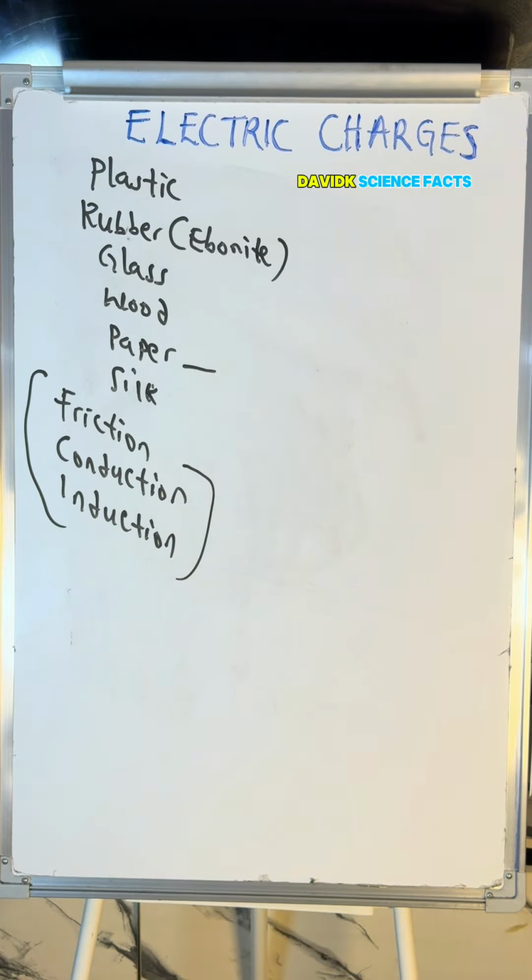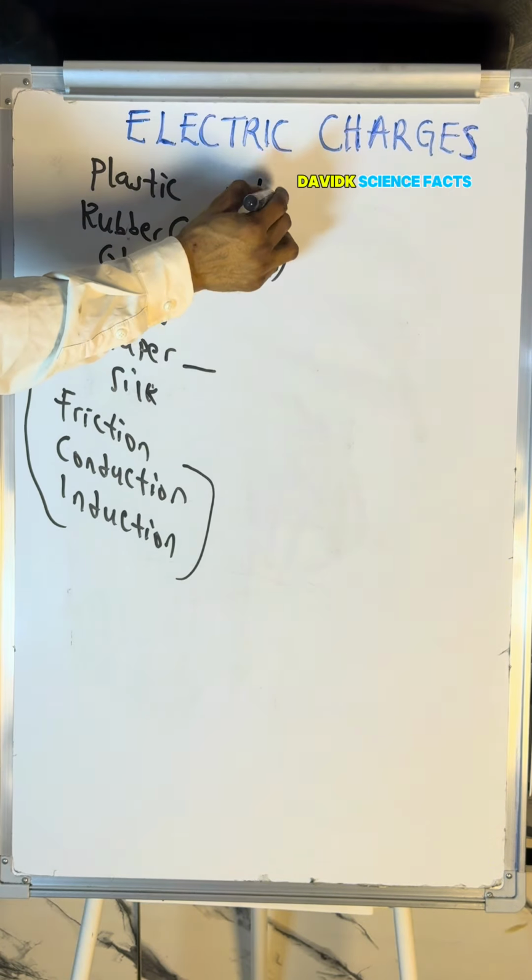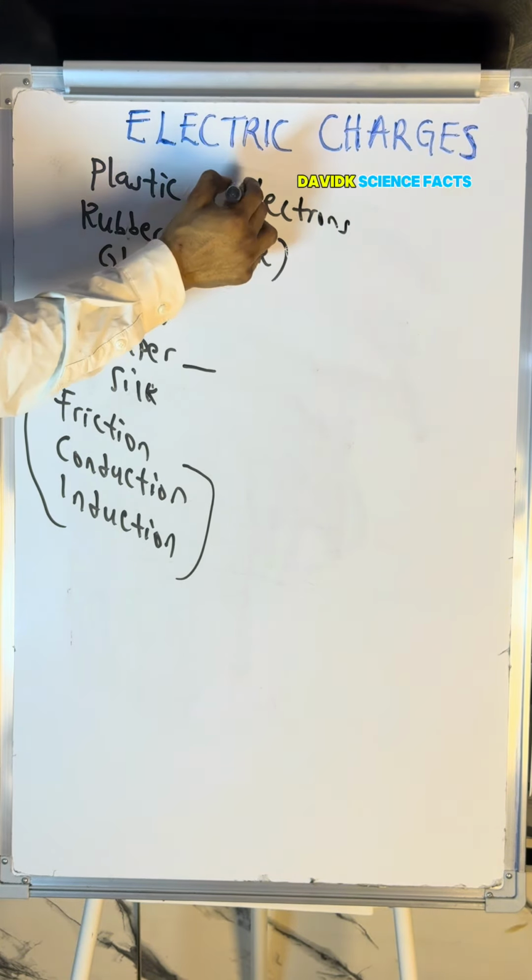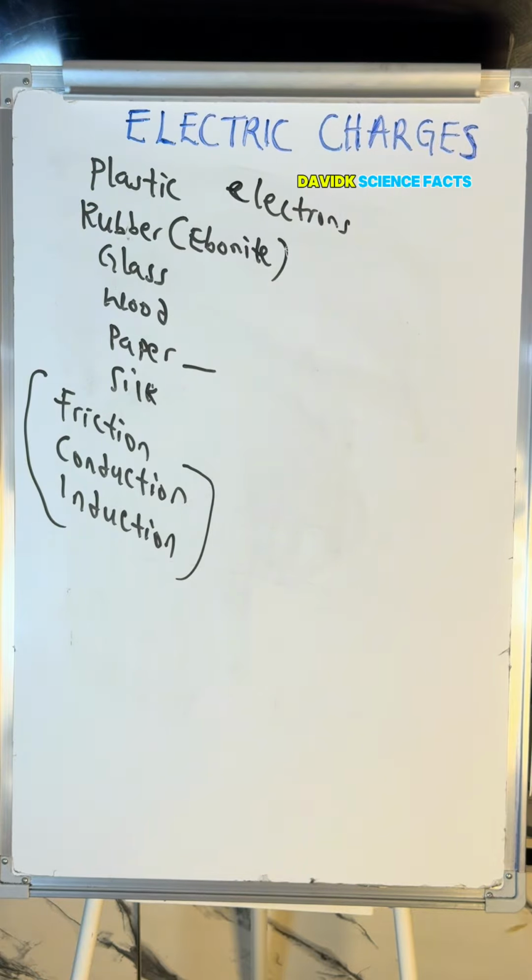What would you say? You would say plastic is an insulator because its electrons are tightly held. Since the electrons are tightly held, they cannot move freely. So electricity cannot pass through it, even though it can still hold charge on its surface. It holds charge on its surface, but it cannot move freely. Do you understand? Take note of that.